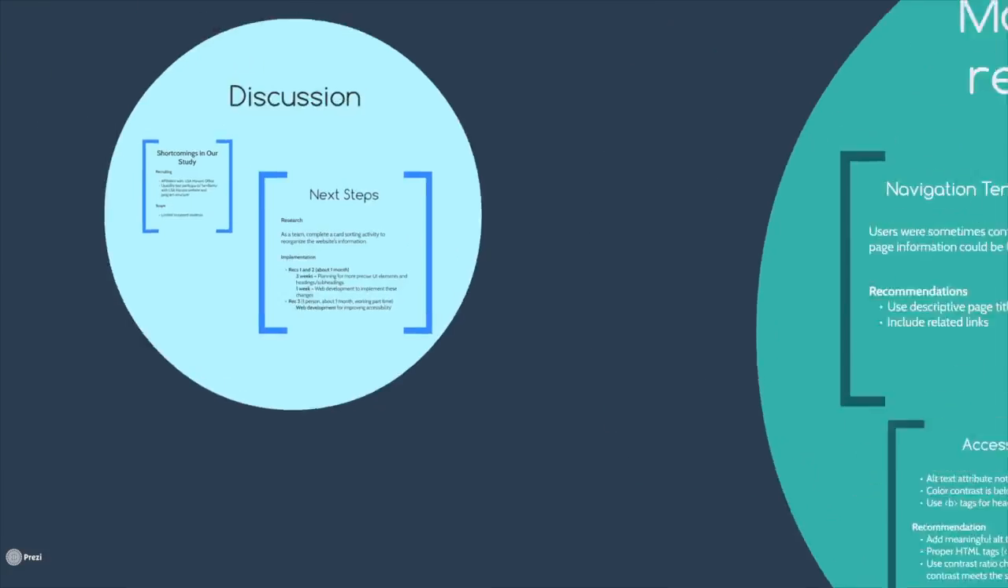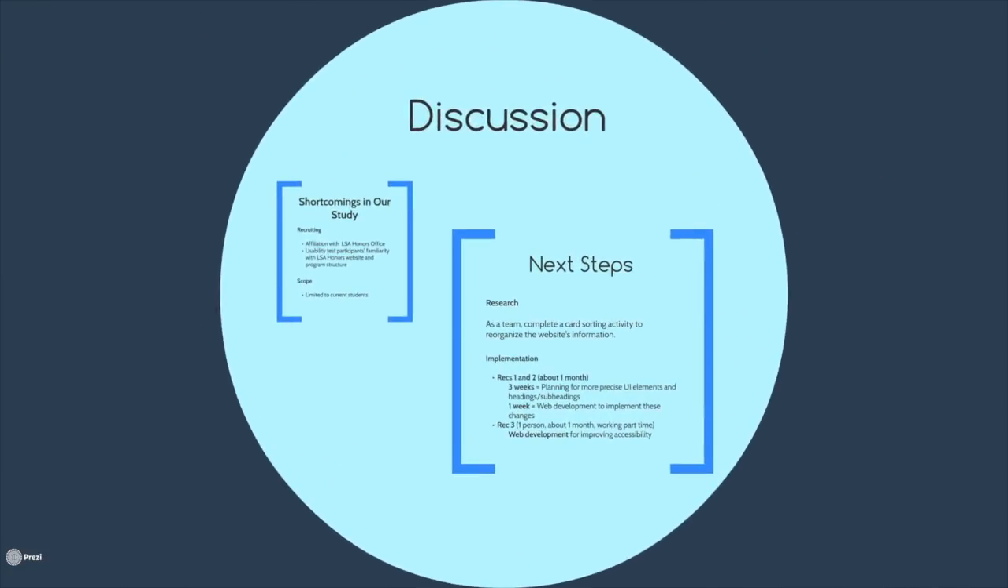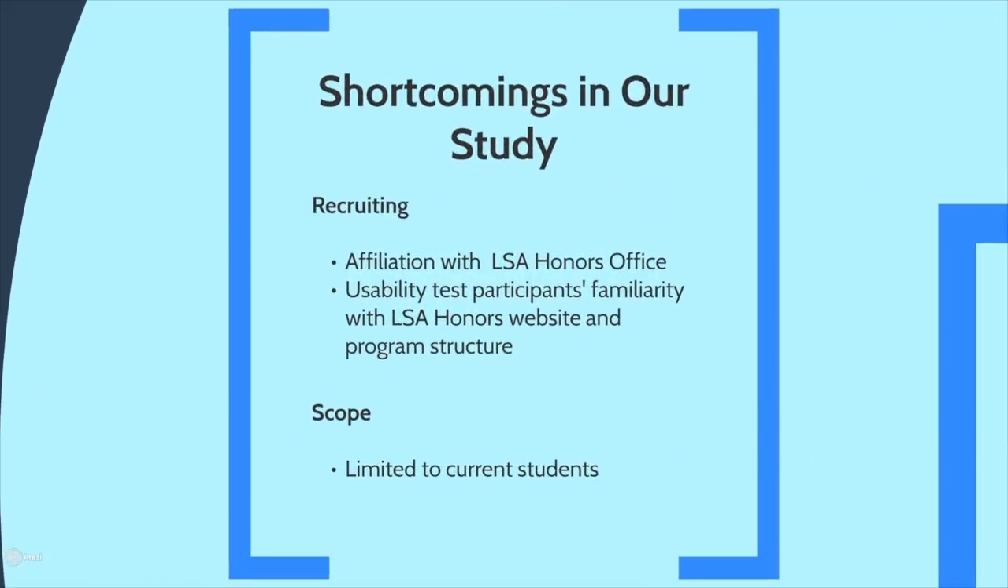Throughout the course of the semester, we encountered a few shortcomings and some ideas for next steps that we will briefly discuss now. One of the major shortcomings of the study was that, due to time constraints, our interviewees, survey, and usability test participants are not completely representative of the LSA Honors students as a whole. We recruited heavily from a subset of honors students who have experience working in the honors program's office. These students have a strong familiarity with the program's structure, curriculum, and with the program's website.